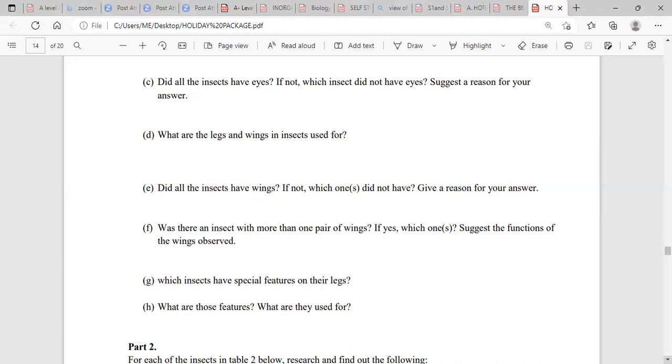When you are looking at chordates, you looked at class Pisces, you have Mammalia, you have Aves, you have Reptilia, and Amphibia. These guys, their skin is different. Some of them have feathers, others the skin is covered by fur, others the skin is covered by scales. So take a close observation on the legs of these insects.